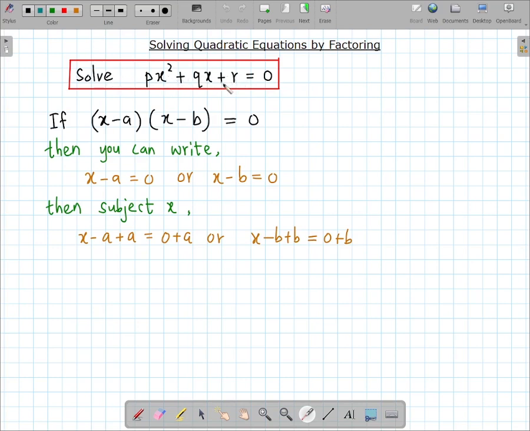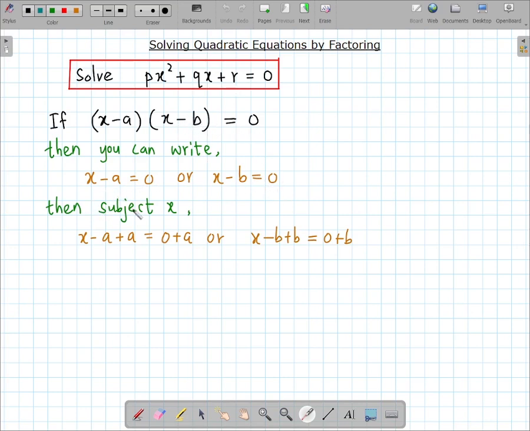So in that case, first of all you have to check whether you can write this one as a product of two brackets. So we can write that one as a product of two brackets, that is x minus a times x minus b equals 0. If you can write like this, then these are separately equal to 0. That means x minus a equals 0 or x minus b equals 0.